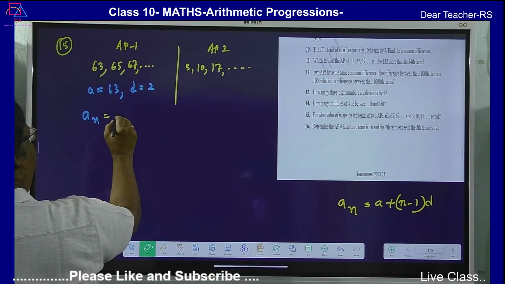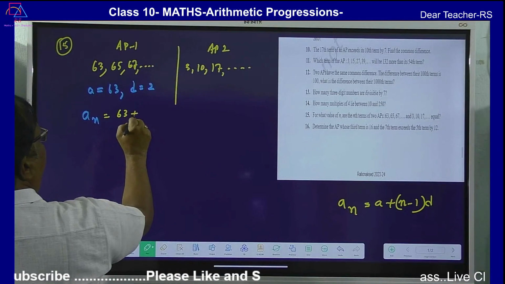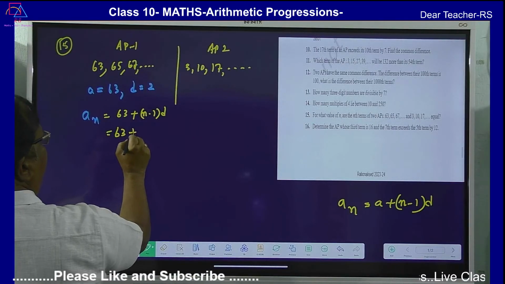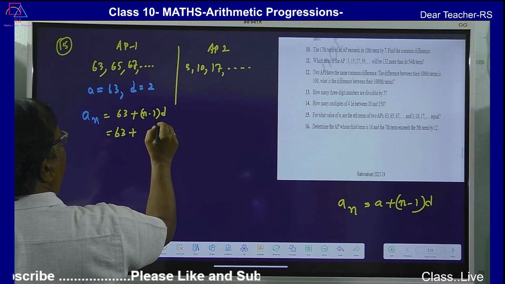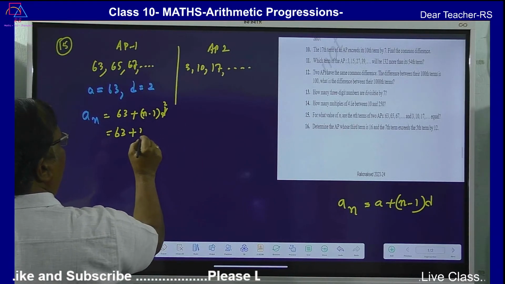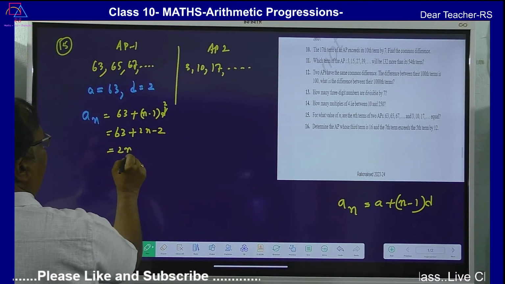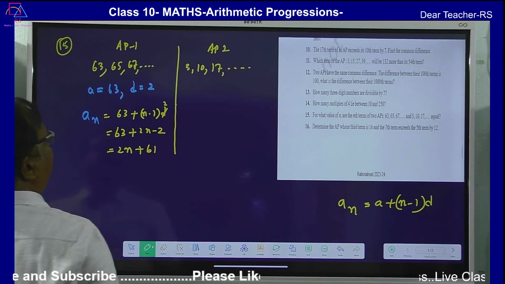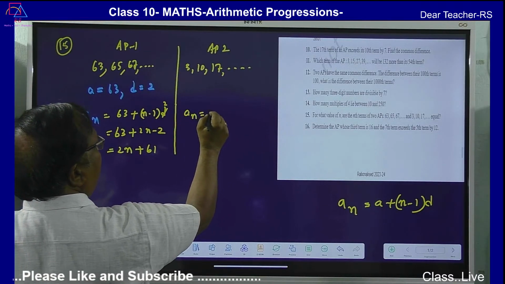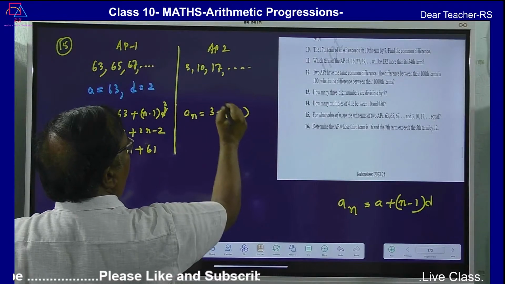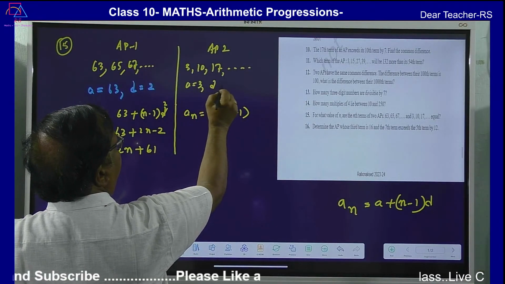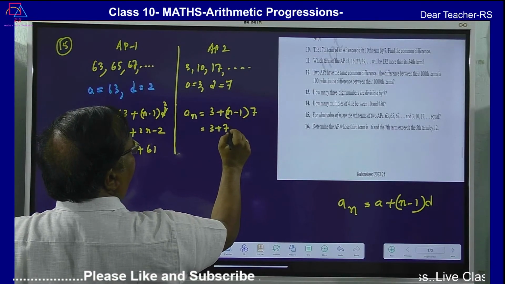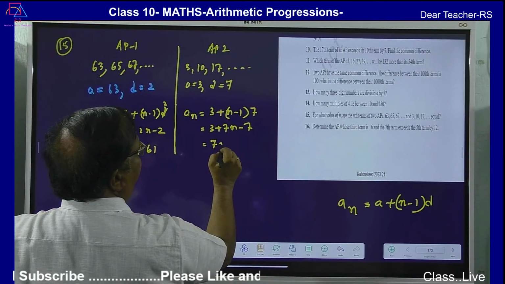an is equal to 63 plus n minus 1 into d. So 63 plus, in the place of d I will write 2. So 2n minus 2. So 2n plus 63 minus 2, 61. Okay. So here a1 is how much? an is how much? 3 plus n minus 1 into d, where a is equal to 3 and d is equal to 10 minus 3, 7. So 3 plus 7n minus 7 is equal to 7n minus 4.